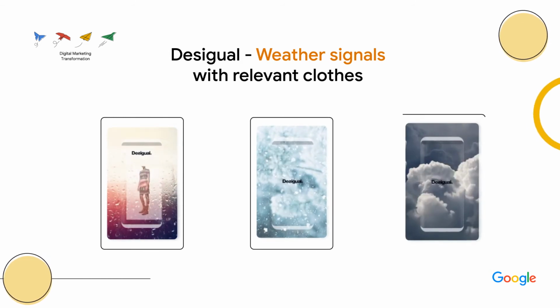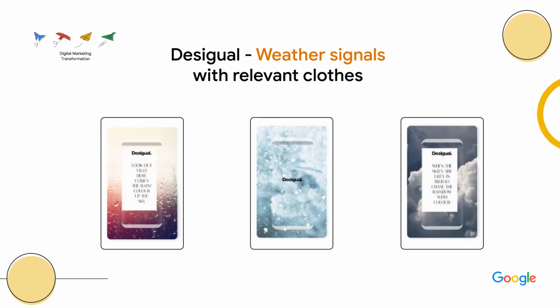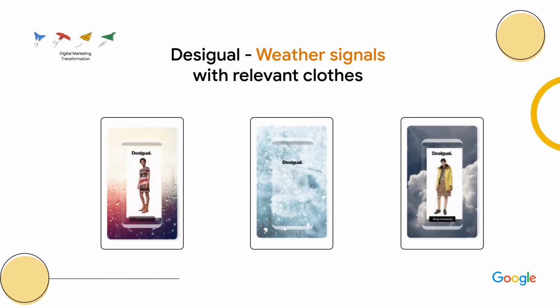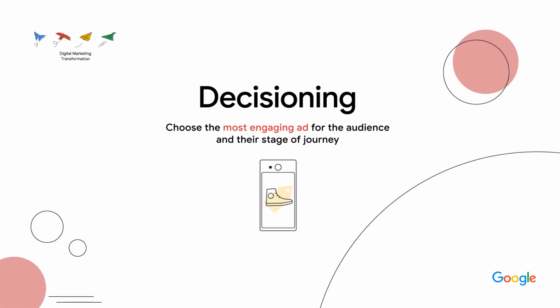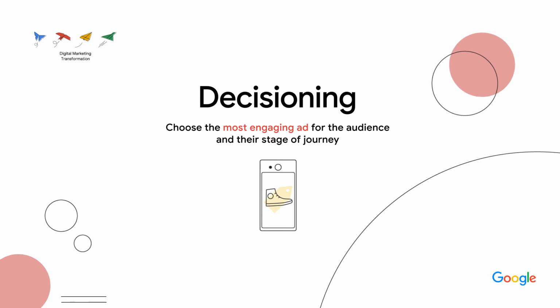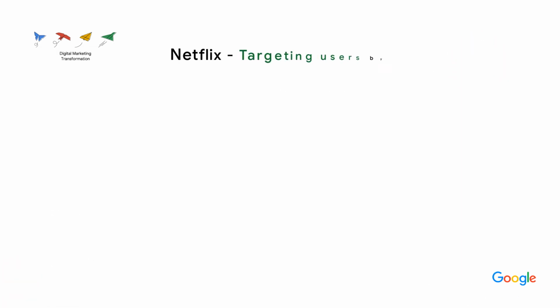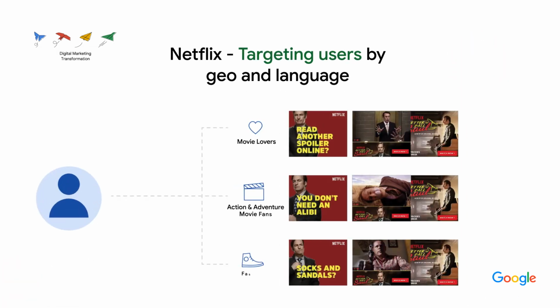And same goes with sunny day. You saw suitable clothes for sunny days. The next bit is based on what's called decisioning. So choose the most engaging ad for the audience and their stage in the journey. So Netflix does it quite well.